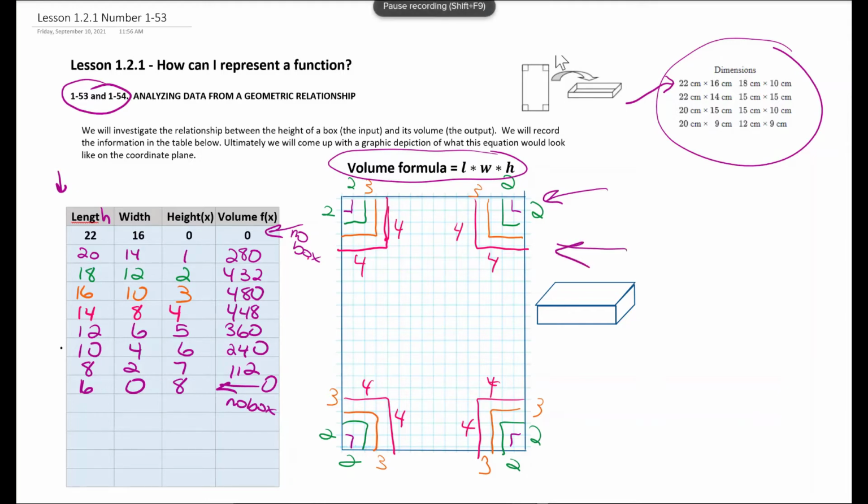Okay, now we're going to come down here and talk. I'm going to show you the graph and what it looks like and all these points. This is our input. This is our output. And from here you can tell what's reasonable with our input and output.